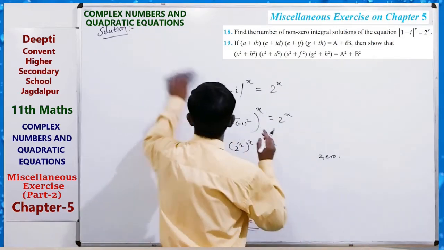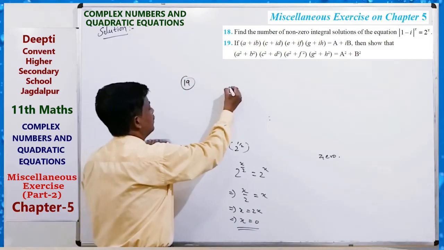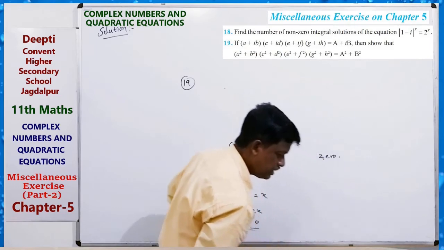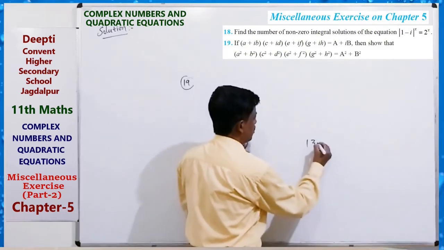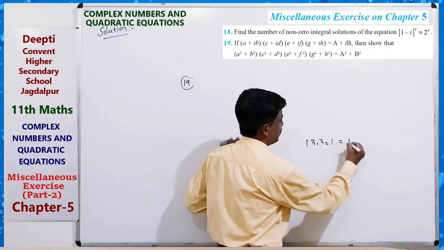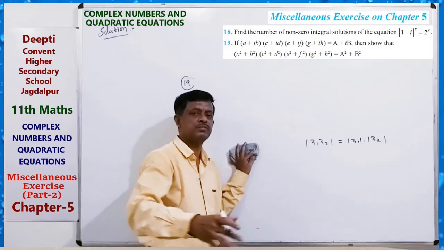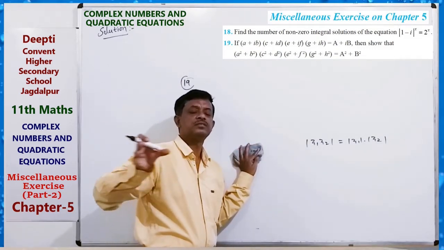19: here you get complex into complex into complex into complex, so you can use this formula. A, B, C, D, E, F, G, H, with A plus iB. It is a very simple question. We know the modulus of Z1 into Z2 equals the modulus of Z1 into the modulus of Z2. This holds for 2, 3, 4, 5 numbers: the modulus of a product equals the product of the separate moduli.